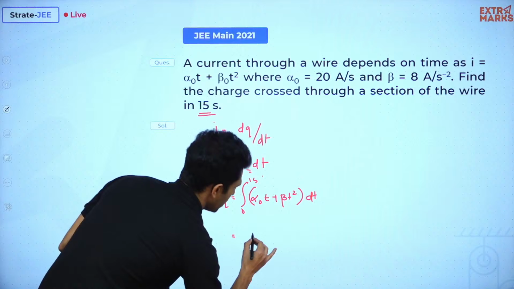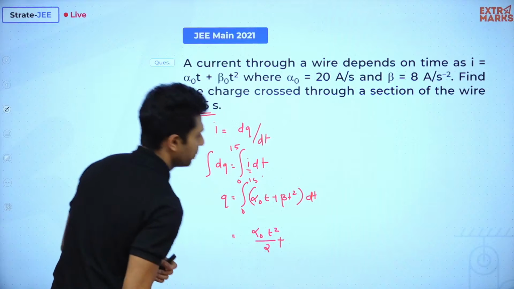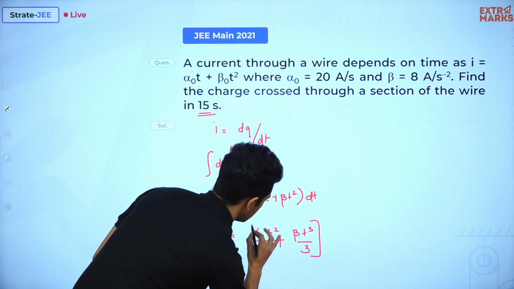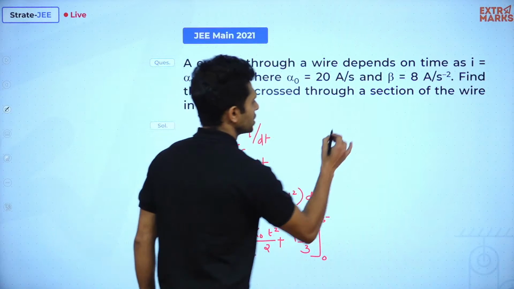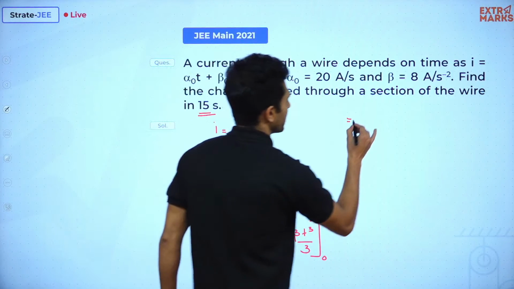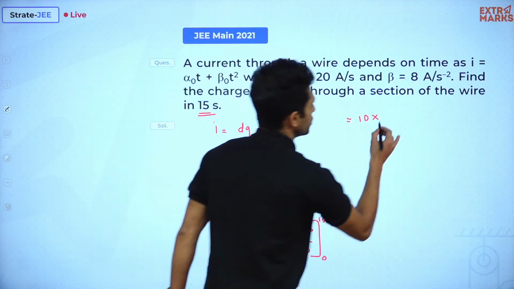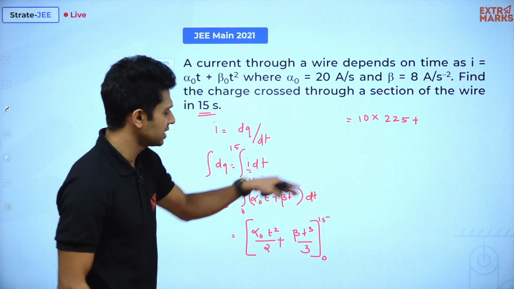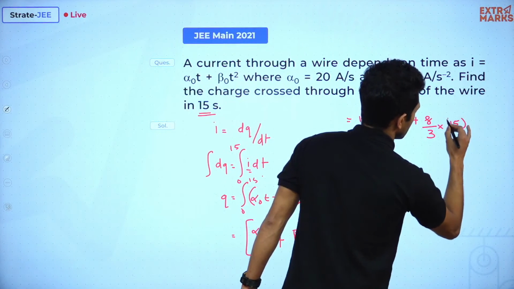Okay. So integral of alpha naught t dt is equal to t square divided by 2, plus beta t square integral is t cube divided by 3, from 0 to 15. Right? Now we can just substitute the values. Alpha naught value is given as 20. So 20 by 2 will become 10. Now when t takes the upper limit, which is 15, square becomes 225. So this is 225 plus how much? Beta is given as 8. So 8 divided by 3 into 15 the whole cube.